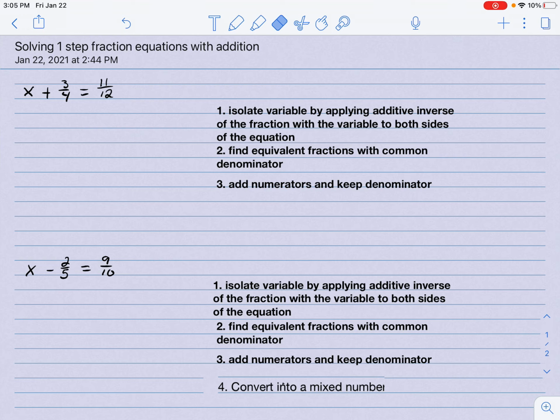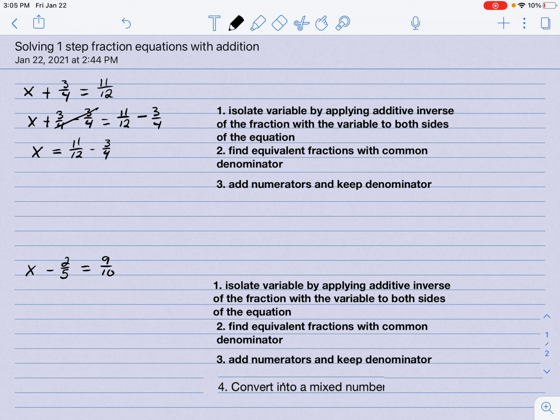So first step, we apply the additive inverse to the fraction that we're adding to the variable, and we're going to apply that to both sides. So we're going to minus 3/4. 3/4 is the additive inverse of a positive 3/4. So we subtract that from both sides. What's going to happen here is these are going to cancel out, leaving us with x on the left-hand side. And now we've got 11/12 minus 3/4.